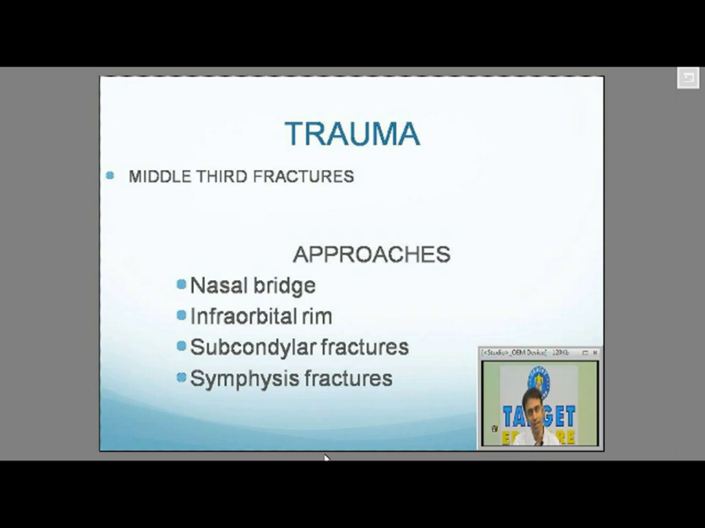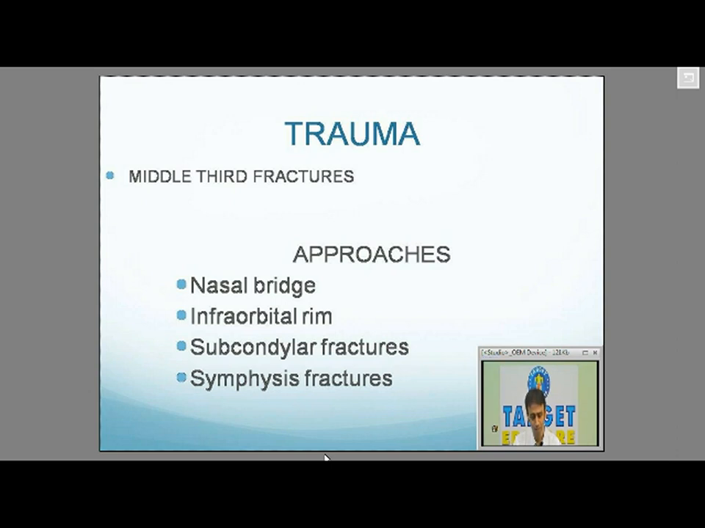Then the Gillies temporal approach is used to approach the zygomatic-maxillary complex fractures to relocate the displaced fractures. It is an incision given at an angle of 45 degrees to the zygomatic arch, going upwards and superiorly. Okay, so we are done with the approaches to the nasal bridge and the infraorbital rim. Now come the subcondylar fractures.